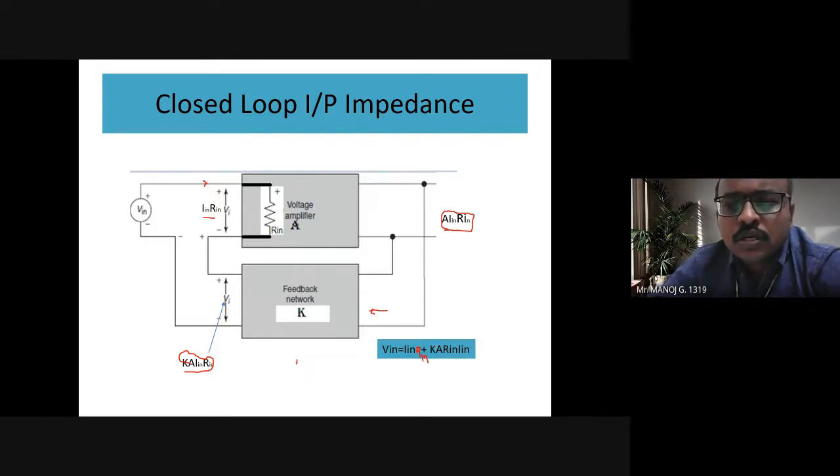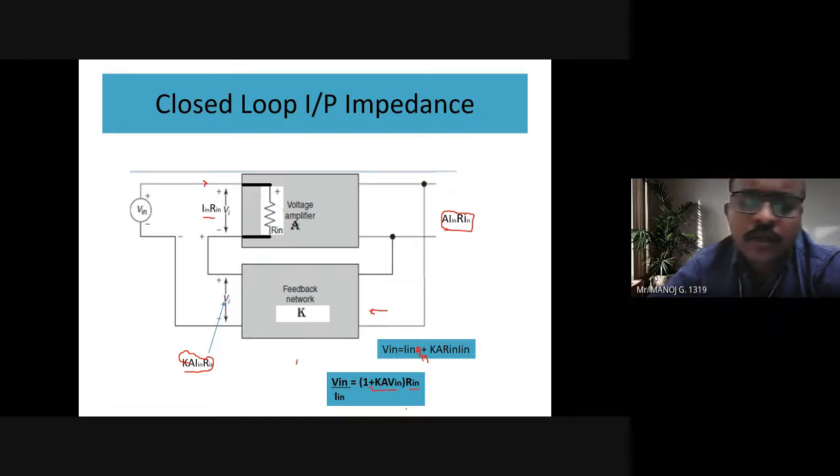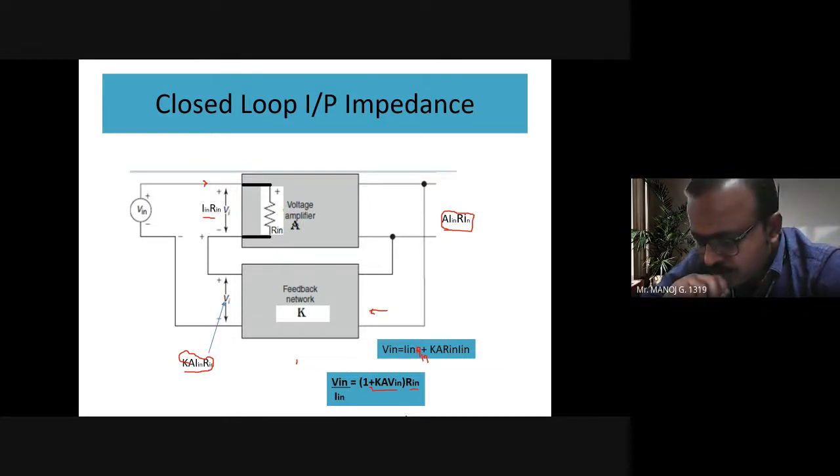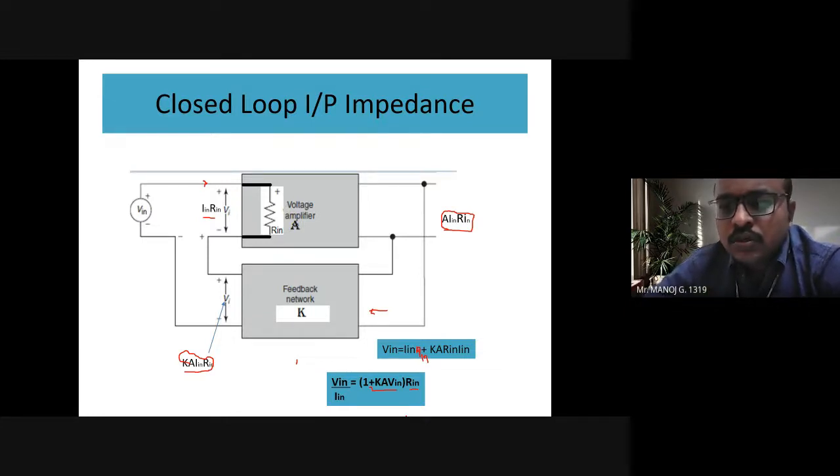Okay, so the ultimate thing is your V by I should be 1 plus Ka into V in into Rn. Okay, please keep this expression in your mind. This is very, very important because when you're doing your 1 mark exams, you'll be given circuits and you'll need to evaluate what is your input impedance, right? So can I move to the next one?